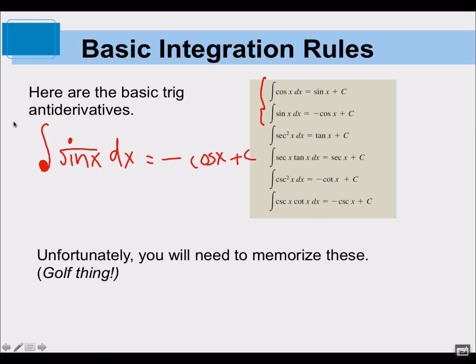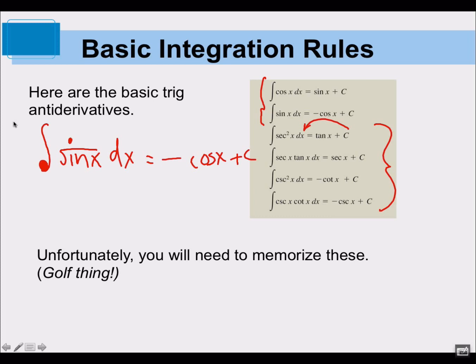Again, if you want to use it, great. If you don't, then just memorize the fact that the antiderivative of sine is negative cosine. The antiderivative of cosine is sine. And then these puppies, like I said, are just the backwards antiderivative of the derivatives we learned a while ago.